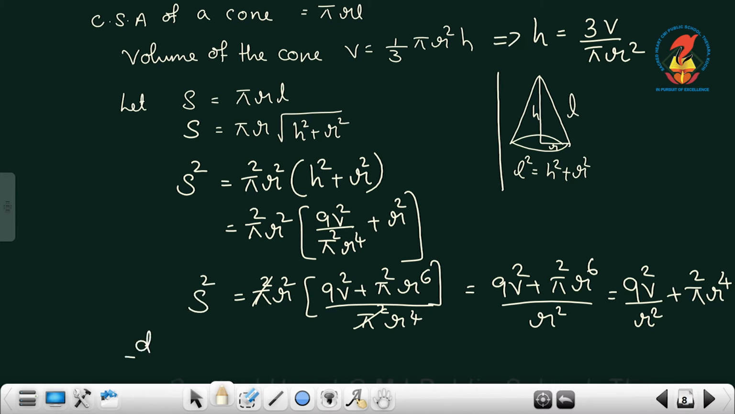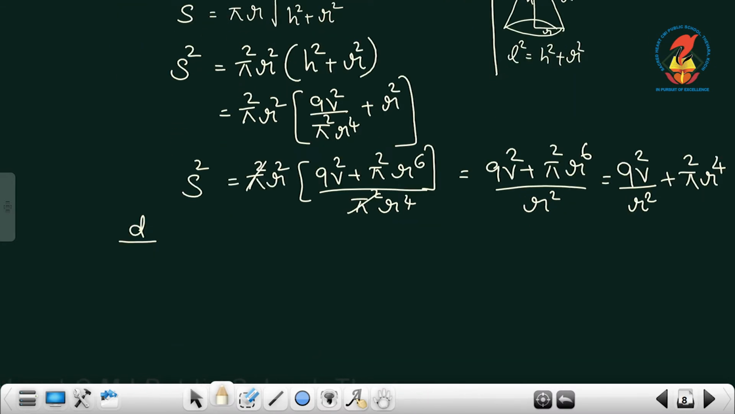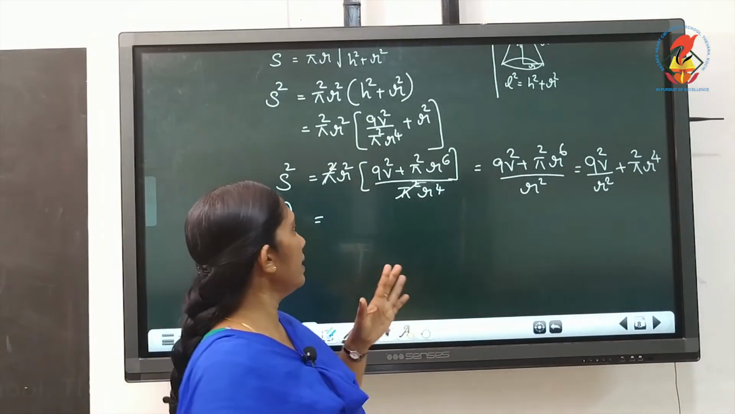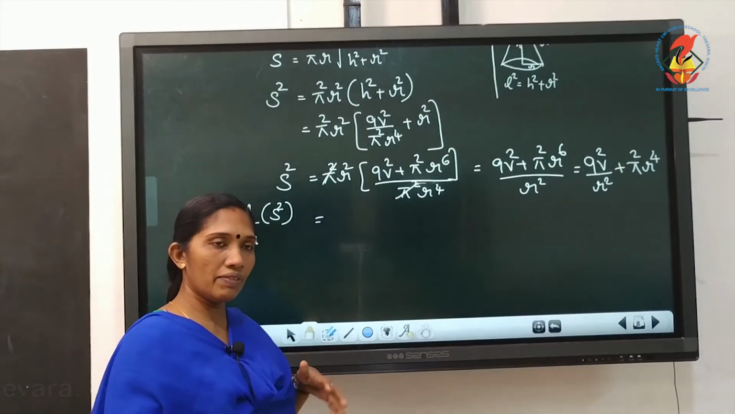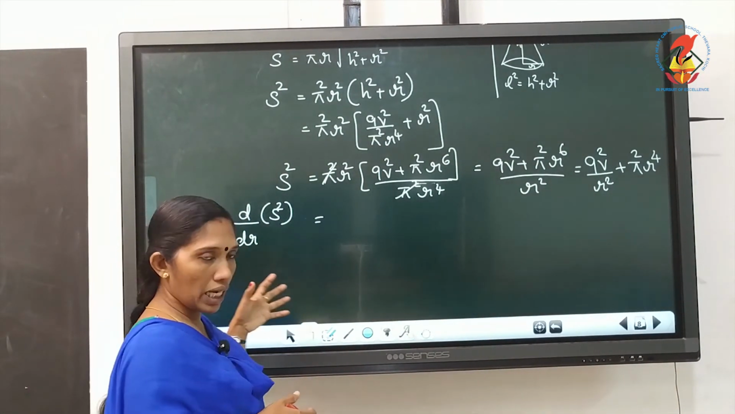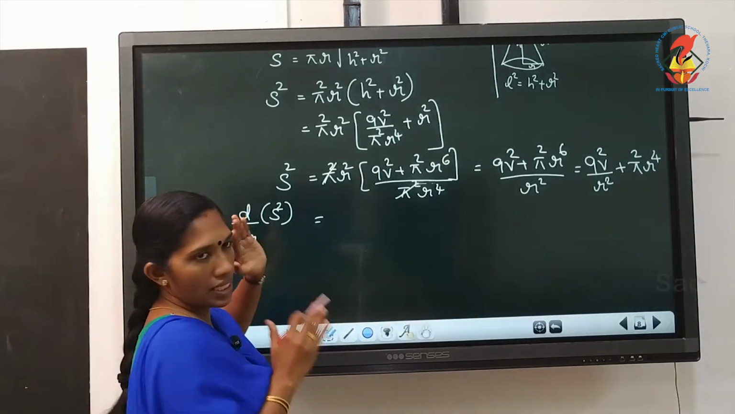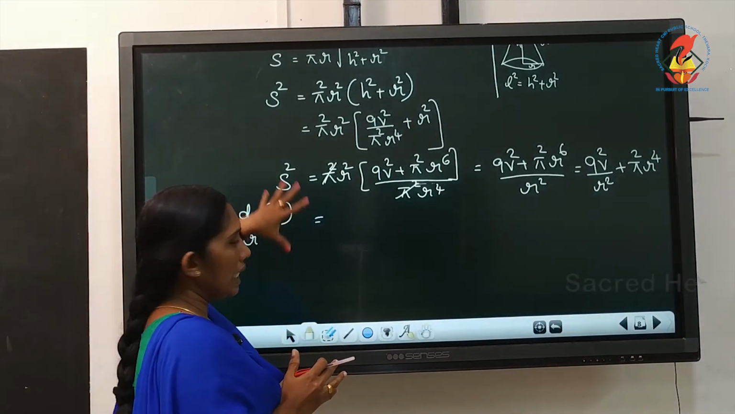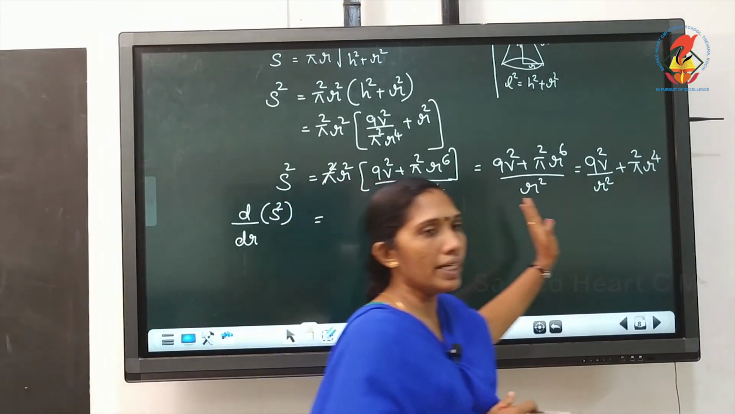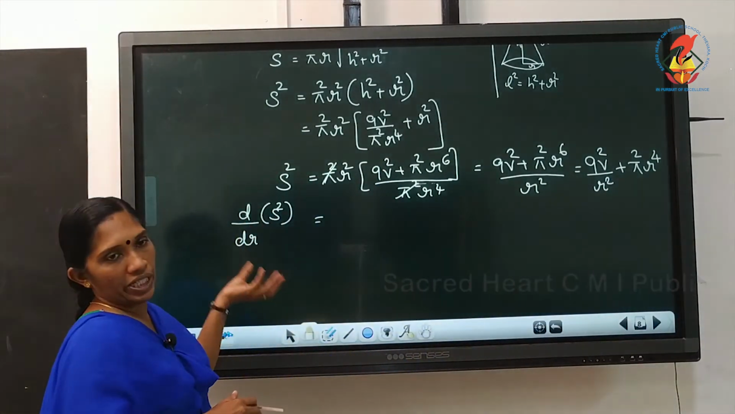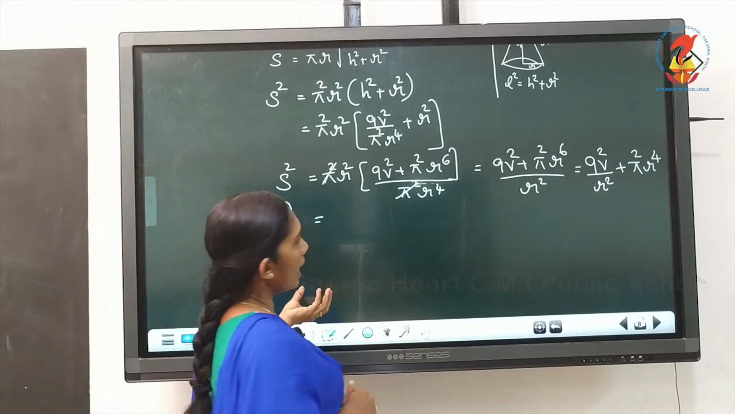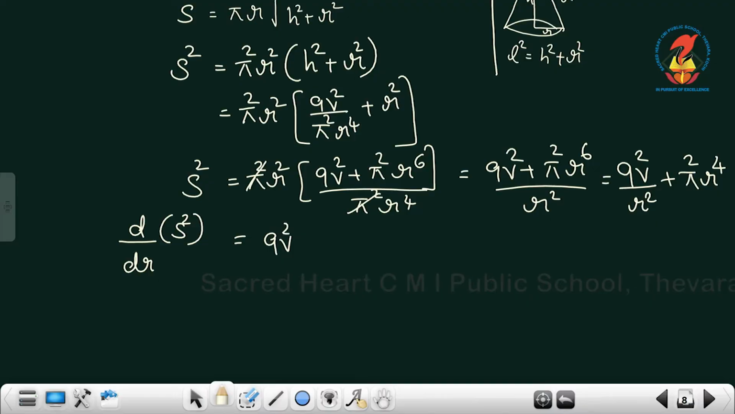Now find the derivative with respect to r. R is the variable. V is constant. So d by dr of s square. Children, in the left side we won't take the derivative. Actually, for a square derivative we can write 2s ds by dr, but we won't take it. It's a quantity, surface area. So we don't take the left hand side derivative. We take only the right hand side. Here you have to write the notation only.